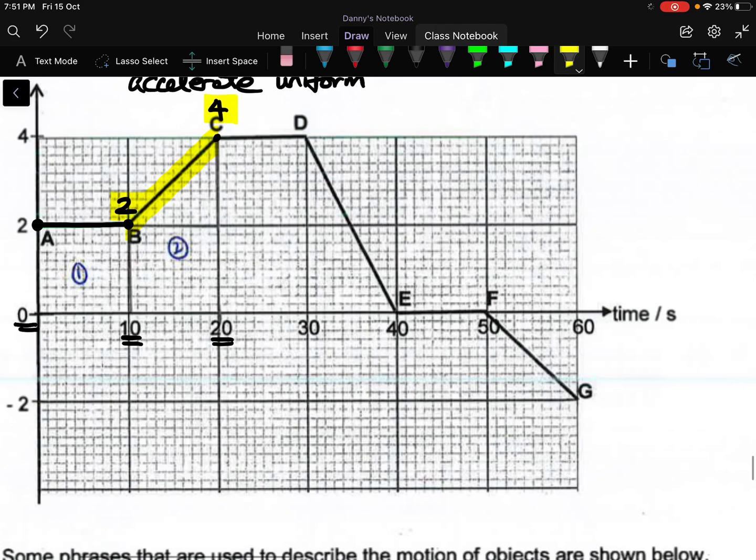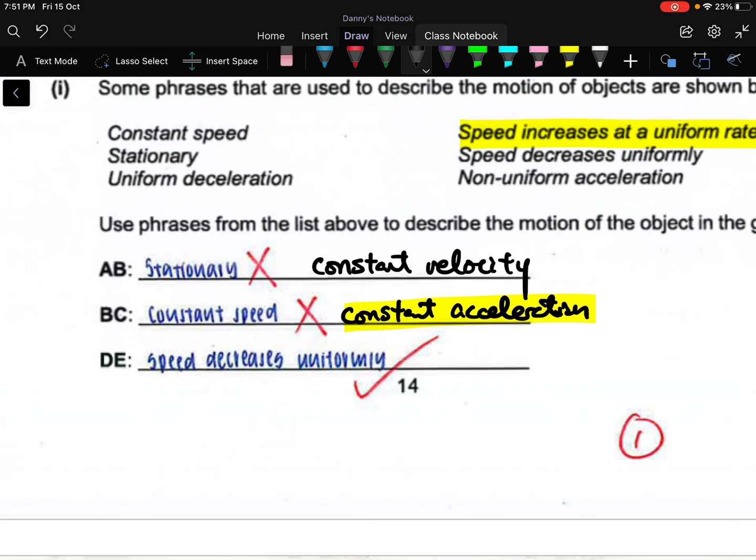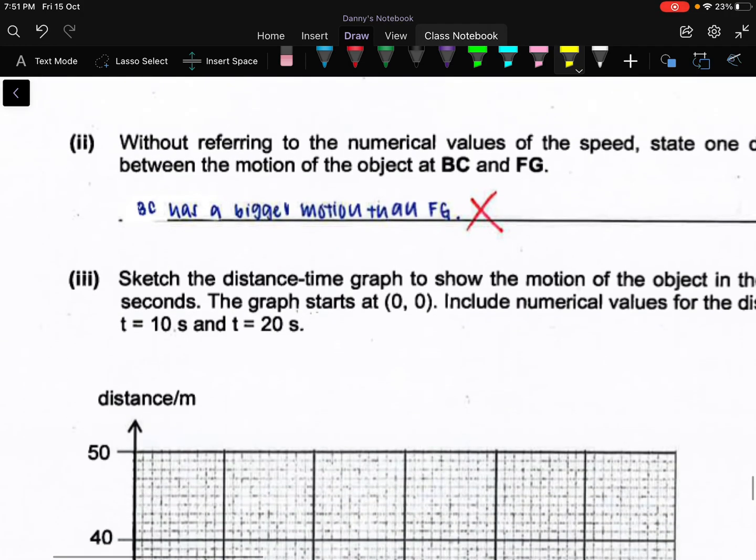Okay? DE. DE, you tell me. Time is 30. Velocity is 4. Time is 40. Velocity is 0. So speed, or velocity, is dropping. Velocity drops. The word to use is deceleration. Right? Straight line or curve? Oh, straight line. Therefore, deceleration is uniform. So I want you to show me the correction. Oh, okay, she got it right. But you can also say uniform deceleration. They are the same. Okay?